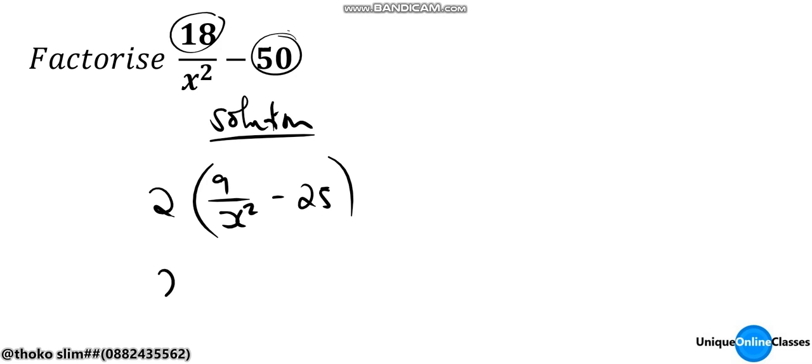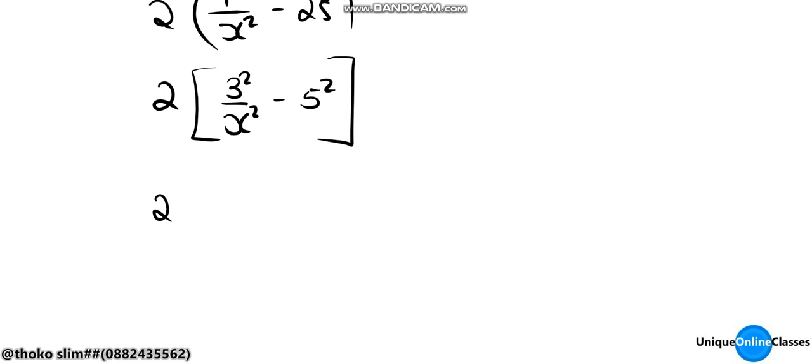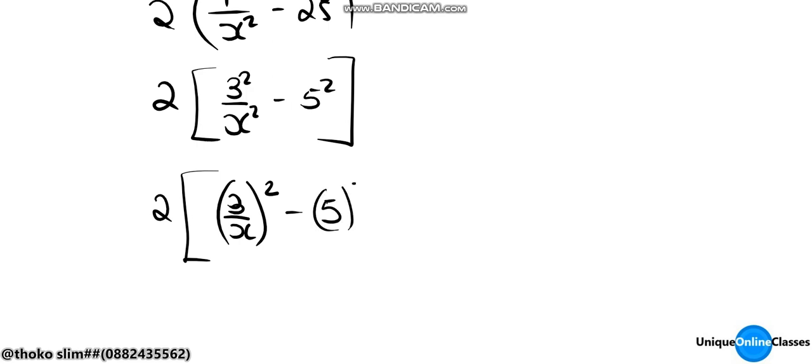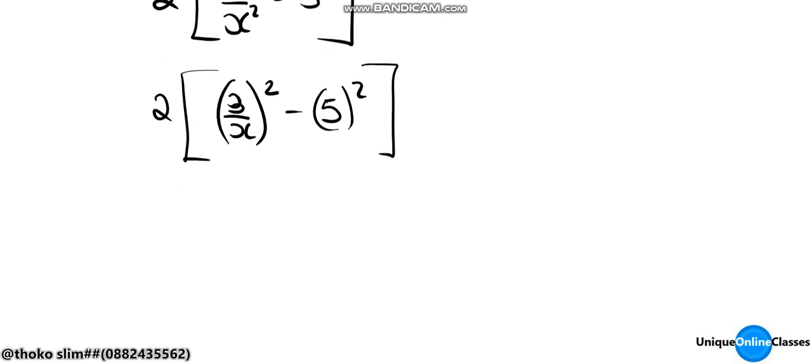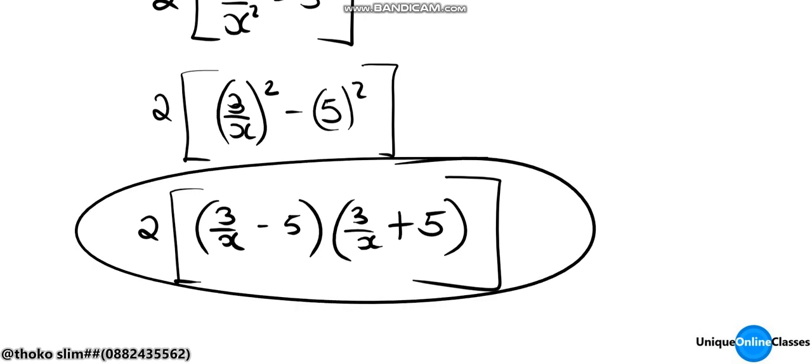Now we have a difference of 2 squares. So we have 2 outside, and here we have 3 squared over x squared, then minus 5 squared. This will be written as 3 over x squared, then minus 5 squared. Reaching this far, the brackets will be 3 over x, then minus 5, close bracket, and another bracket 3 over x then plus 5. So this one is our answer.